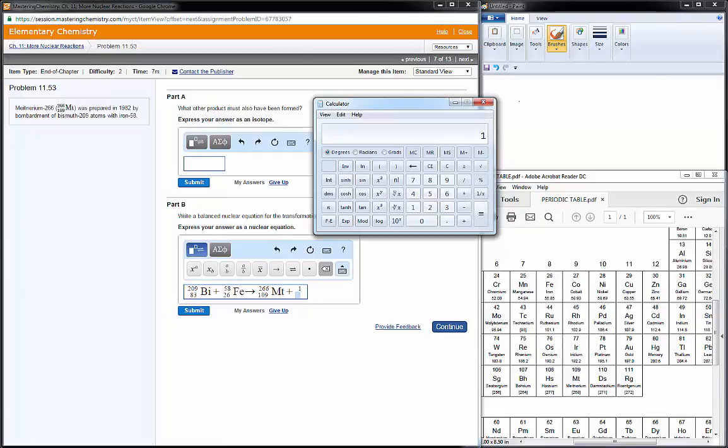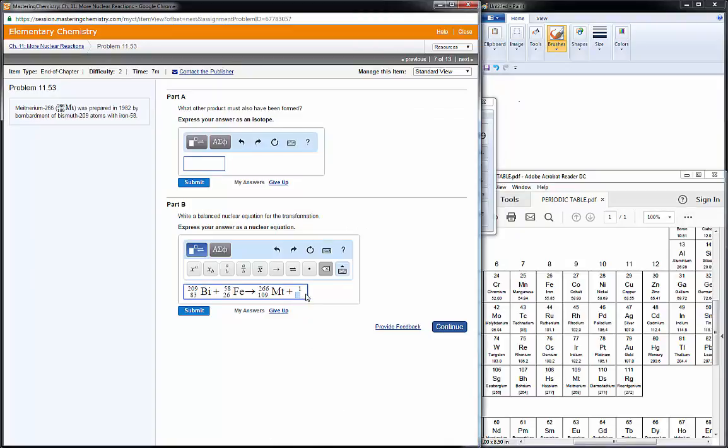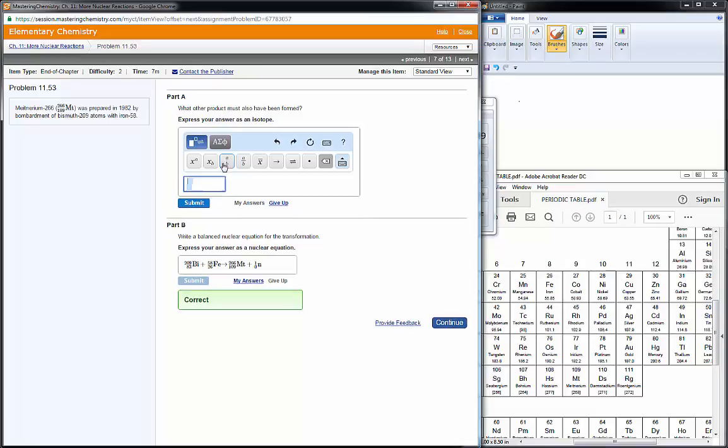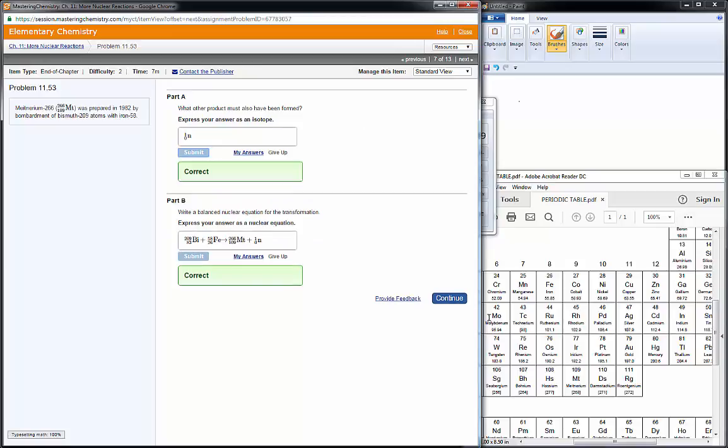And 83 plus 26 gives me 109. Meitnerium 109 means this must have a nuclear charge of 0. Which particle has a mass of 1 but no charge? That is a neutron. So that is the whole nuclear equation. And the other product formed was the neutron. This problem was easier to do in reverse.